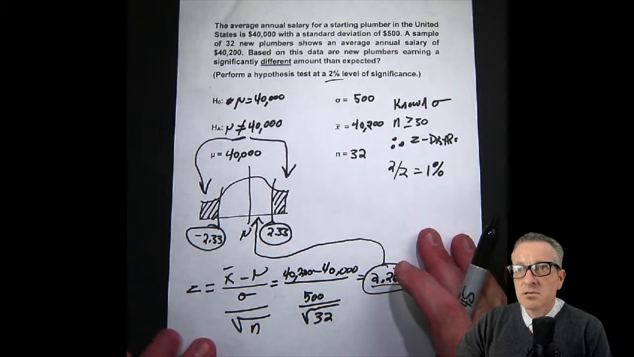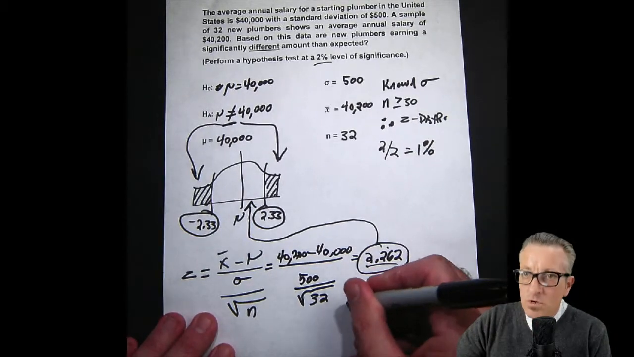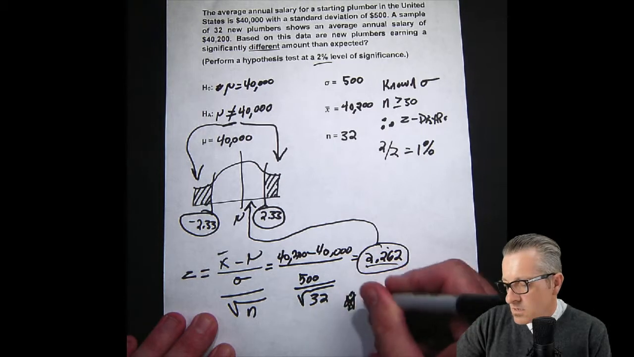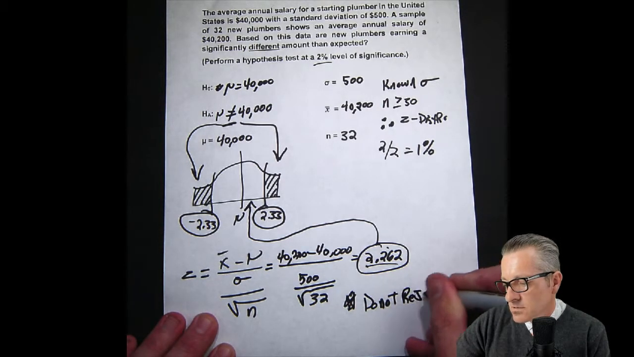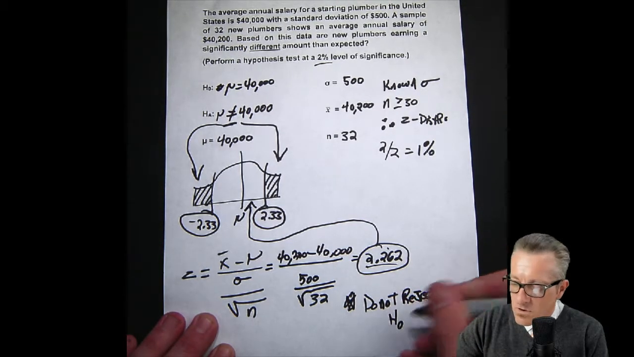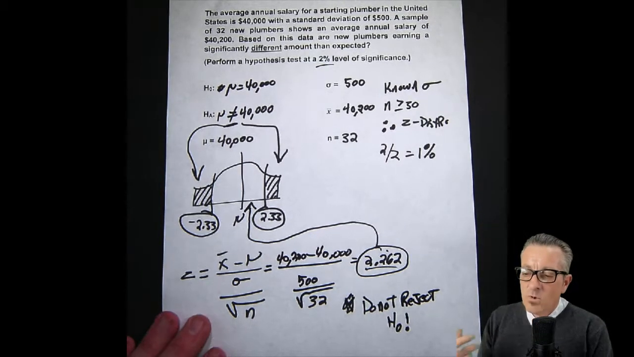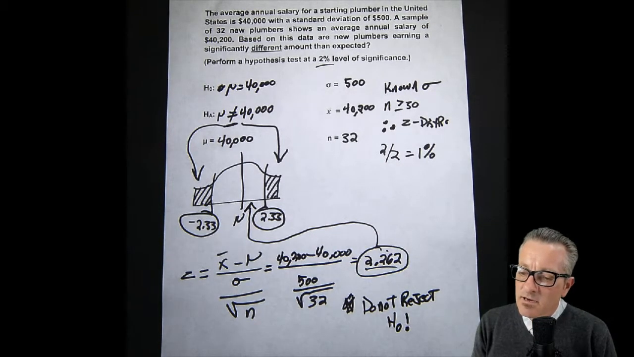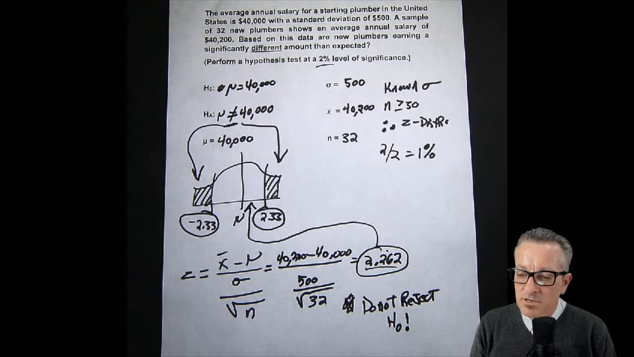And what that means is our answer is do not reject H0. Sometimes we say HO, but H0, which would mean that the plumbers might actually be making what we thought, which was $40,000 a year on average.